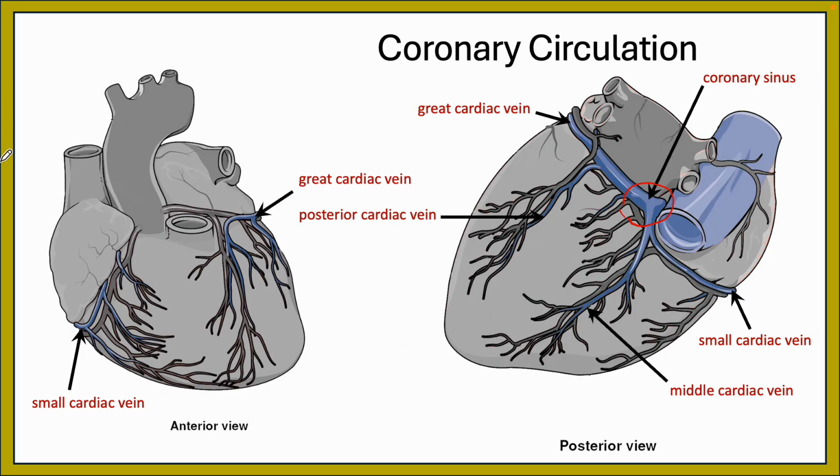Now, there are a few other cardiac veins, especially on the anterior side, that are not going to drain directly into the coronary sinus. Instead, they are going to drain into the anterior surface of the right ventricle. It's not really shown here, but that does happen.